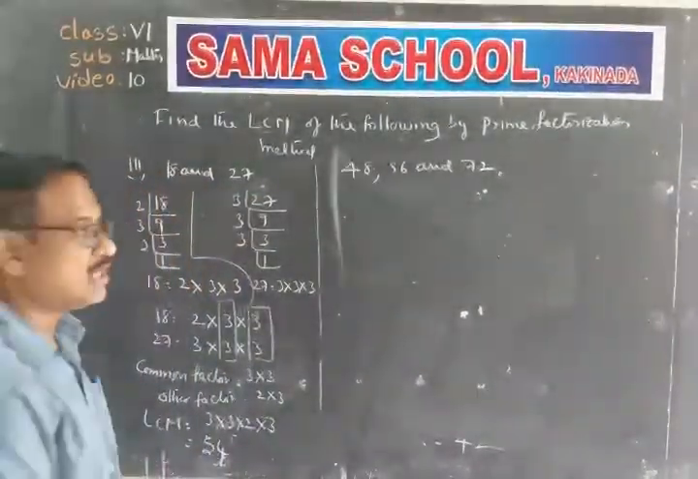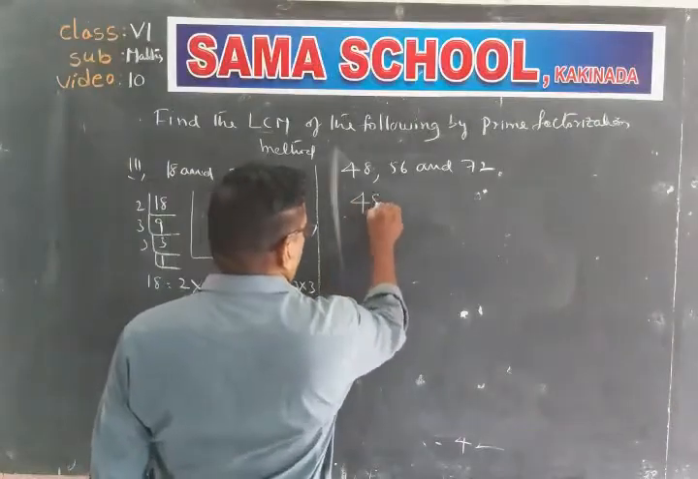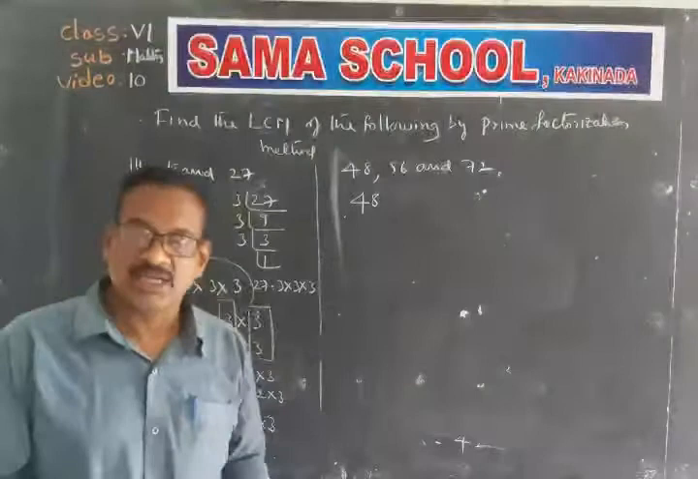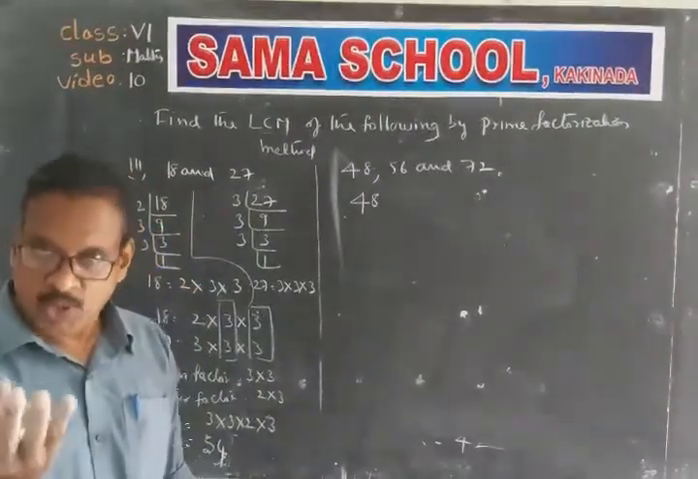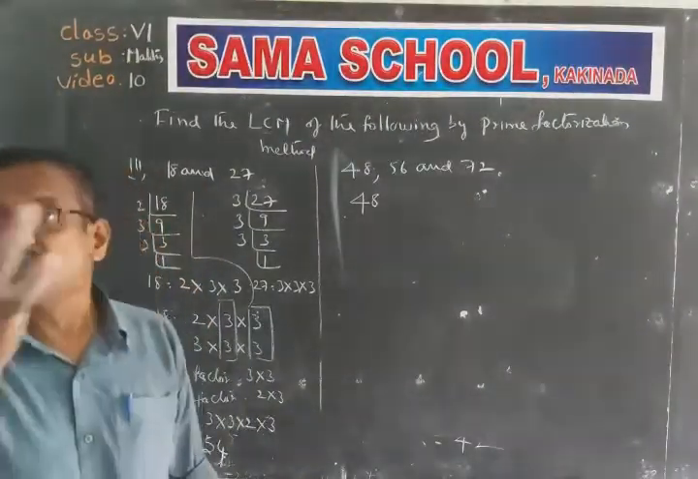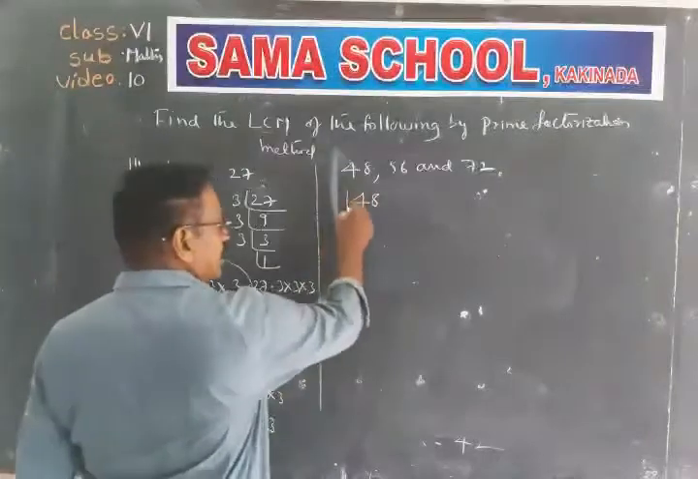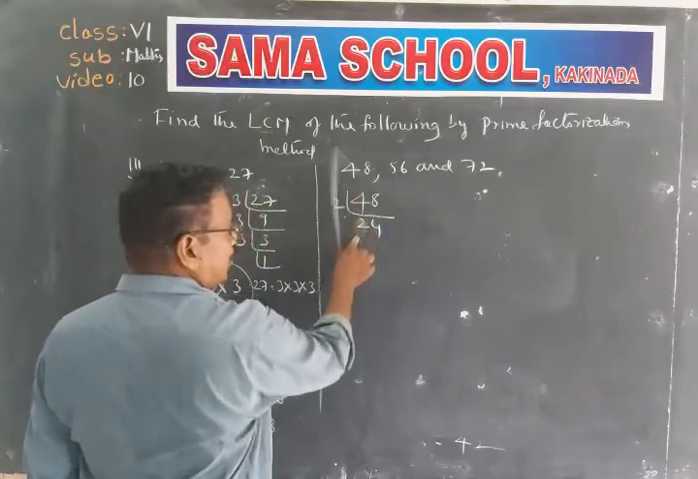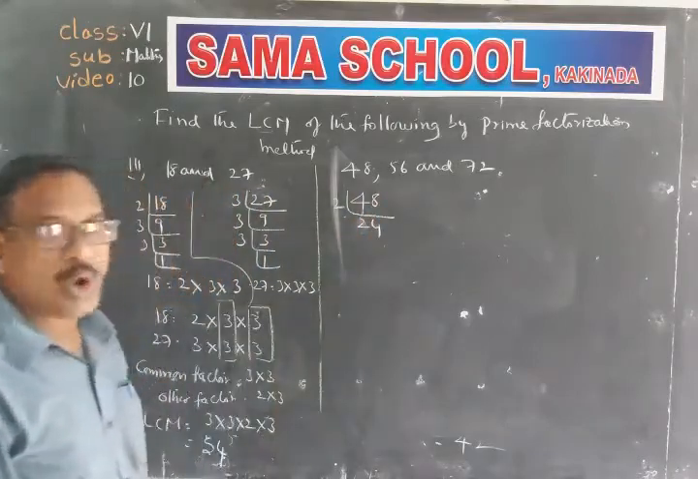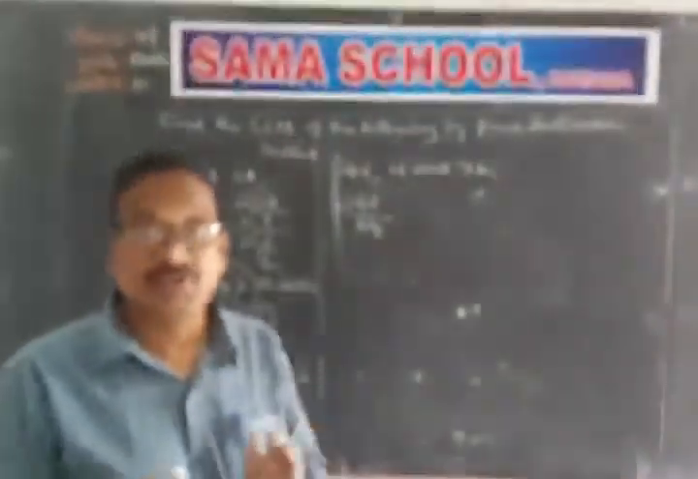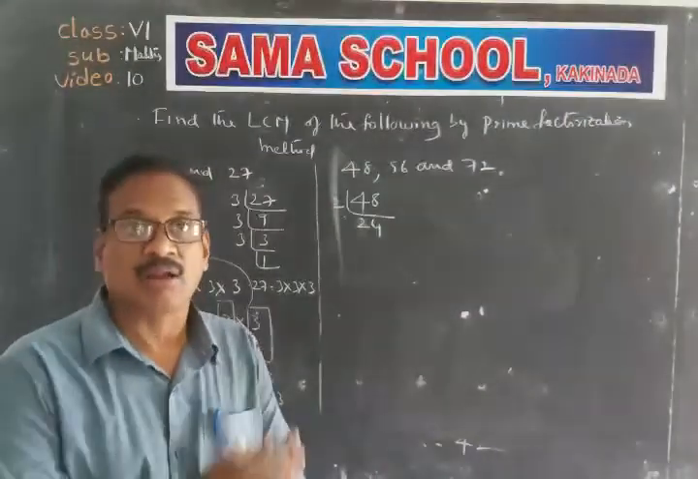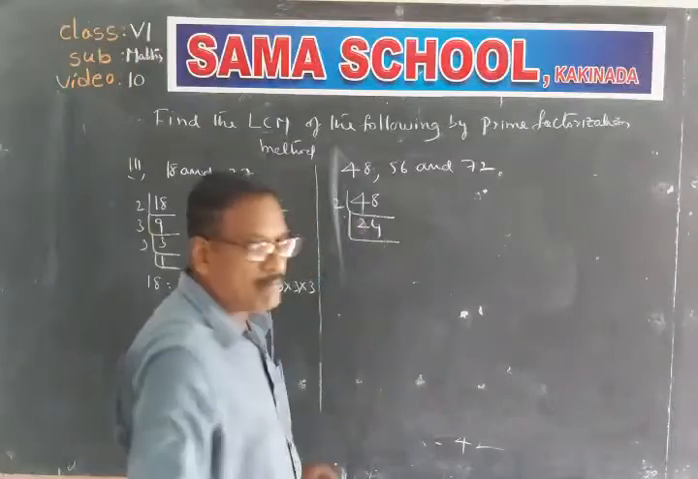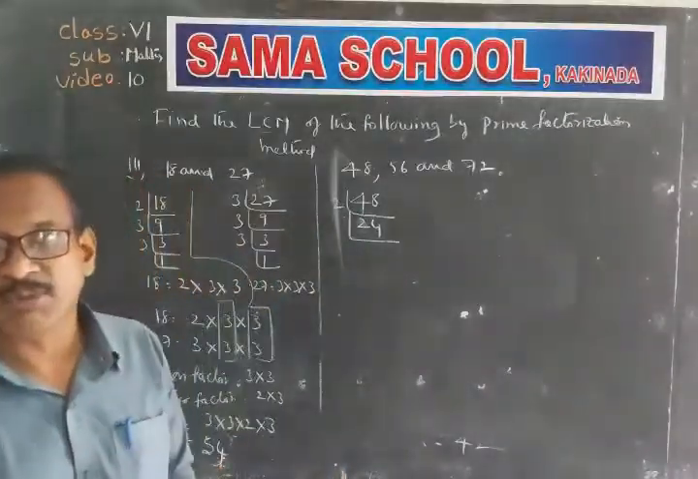You take the first number 48. In 48, you take the least prime number, 2. Both 2 and 3 are divisible, but take the least prime number 2. 2 2s are 4. 2 4s are 8. 2, how many times is it divisible in 48? 24 times. The 24 2s are 48.